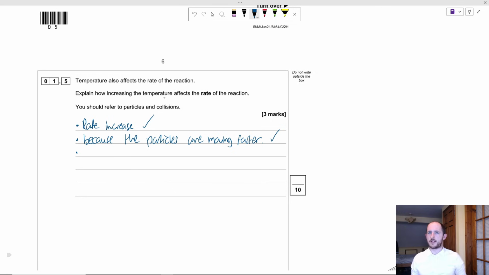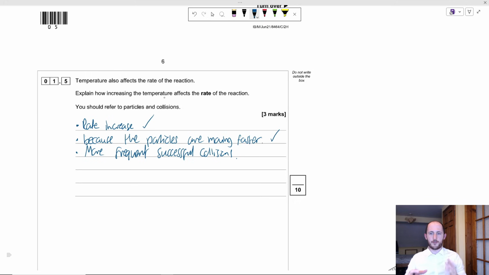So I don't want to write 2 bullet points because I'm lazy. So here's what I write. So there are more frequent successful collisions. Okay? That's the key point.